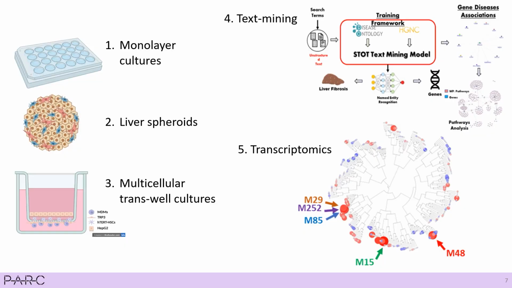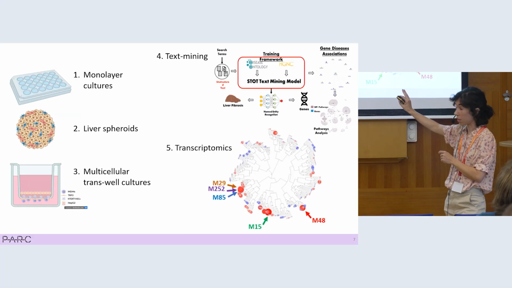So together with our external PARC partners, we will be bringing different NAMs or techniques from the different institutions targeting liver fibrosis. So we will have some more simple monolayer cultures to more advanced cell cultures such as liver spheroids and the multicellular transwell culture, which is the model we are developing in STAMI.